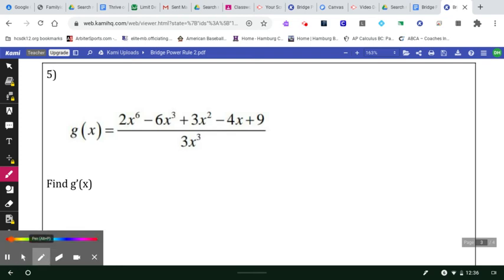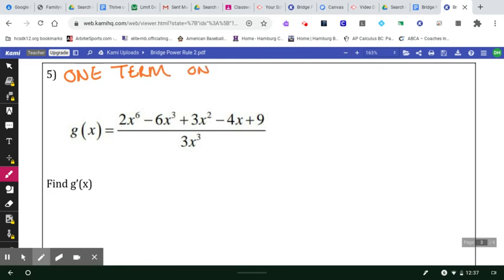So in this case, when there is, and we call this, it's a silly phrase, one term, so you want to put this in your notebook, one term on the bottom, or a denominator, we say make like a beaver, and split.